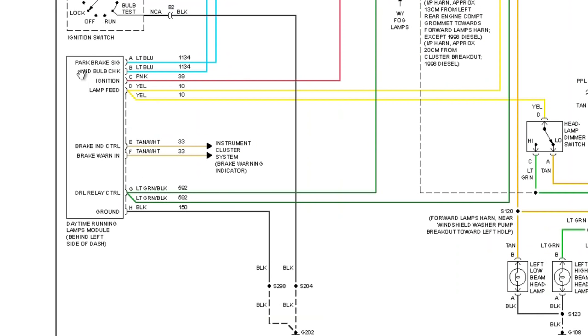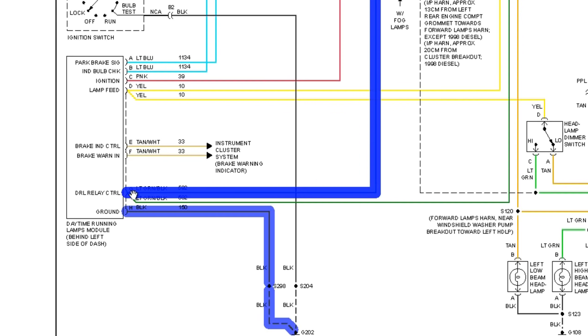Okay, so now that I got a pretty good idea of the inputs, I'm going to come down and take a look at the outputs. As you can see, the brake indicator control and the brake warning in. This goes to your instrument cluster, and it's pretty much your indicator lights. We're going to ignore them for now. My main focus is going to be on this daytime running light relay control. And this module also shares ground down here.